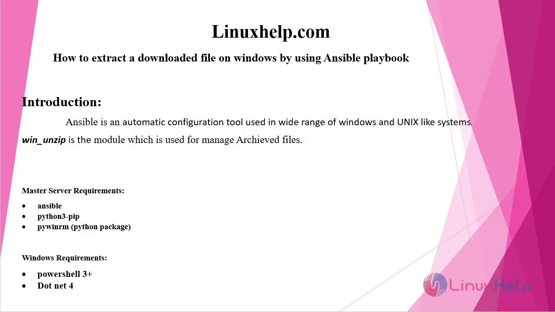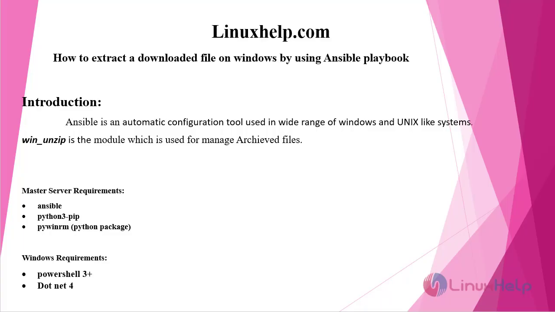Welcome to UNIX-like. Today we'll see how to extract a downloaded file on Windows by using an Ansible playbook. Ansible is an automation configuration tool used in a wide range of Windows and UNIX-like systems. win_unzip is the module which is used to manage archived files.